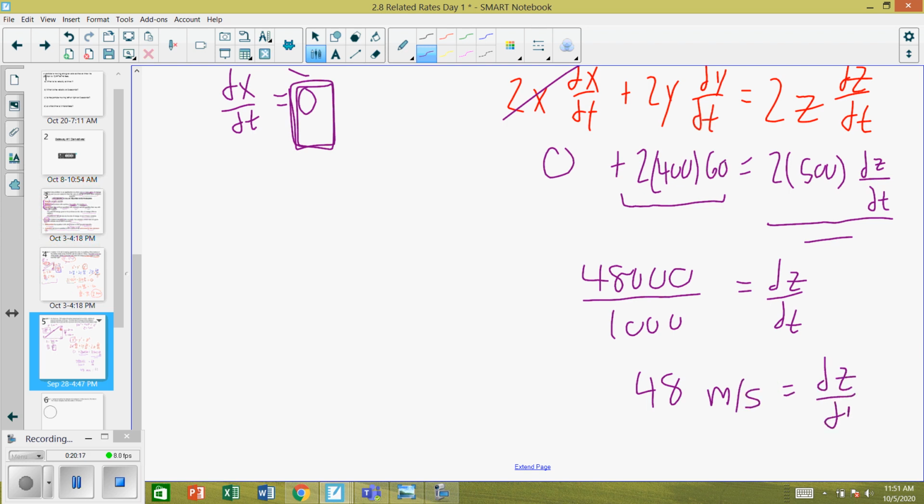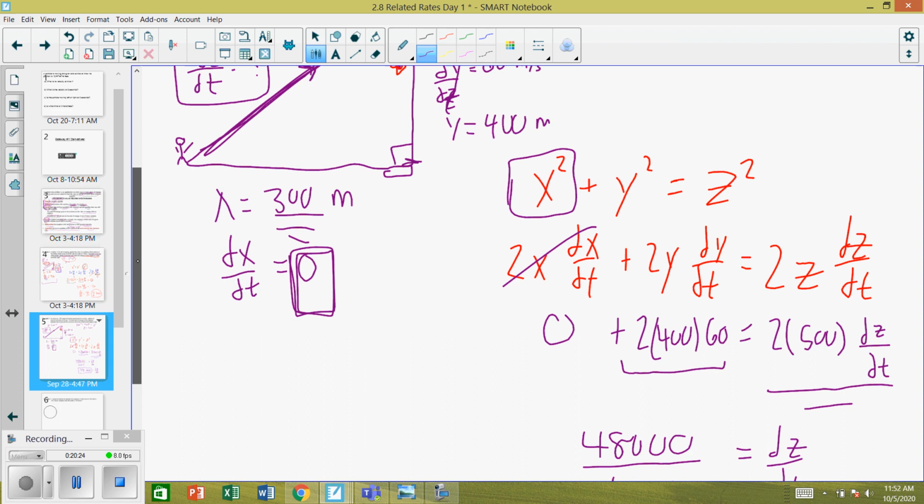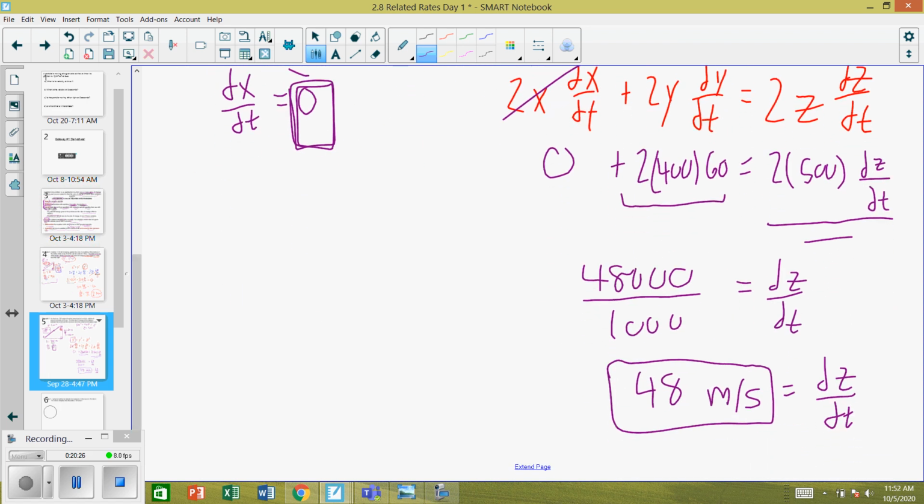And notice how that answer is positive. So we are on the right track. Makes sense to me. Very nice. Okay, so again, we drew a picture and labeled it. We wrote an equation that relates everything, and then we just took the derivative and plugged stuff in. So it's not the most terrible thing in the world. Let's try one more.